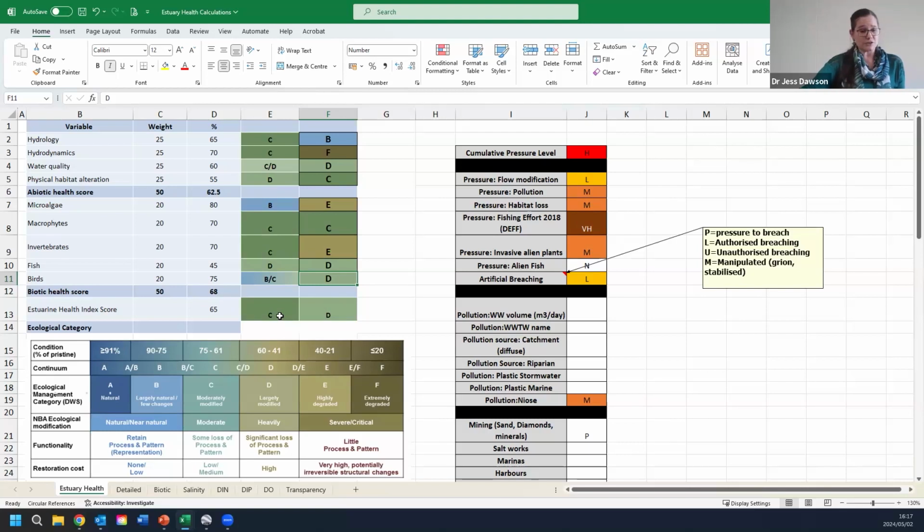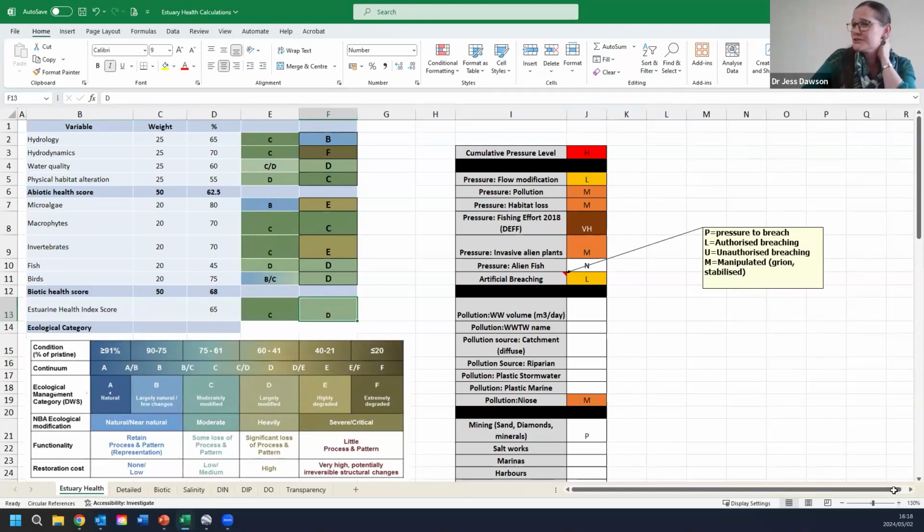But still fairly good. You've got a C category where it's actually a D category. So you guys are doing very well in terms of your ability to rate at a rapid level the estuary health. So all of this will be included in the resource package. Yeah, I think a very good assessment going forward.